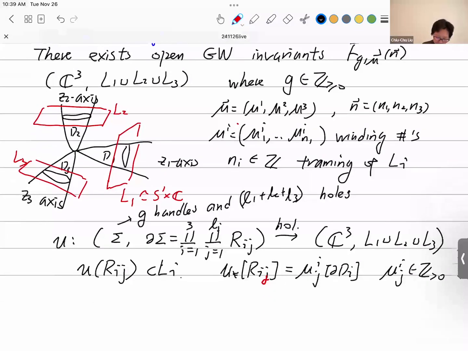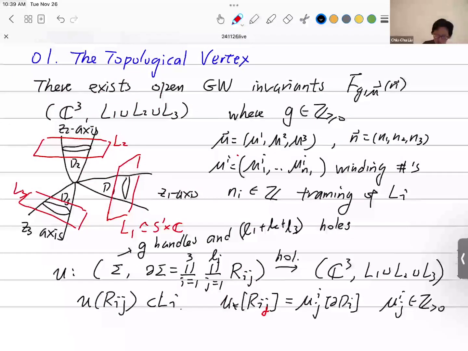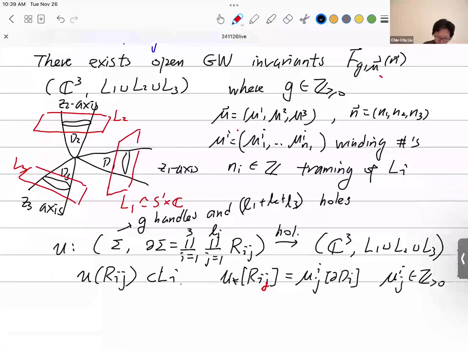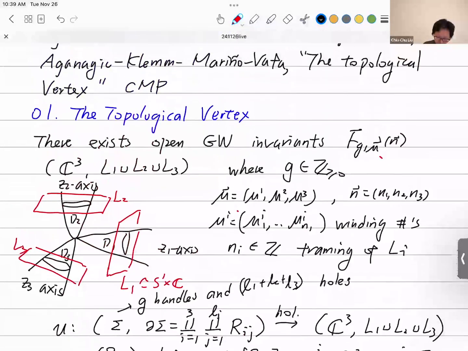Li. So now this F_{G,μ,n} is the generating function of Gromov-Witten invariants. We need to fix this framing to get well-defined numbers. And if we fix G and fix 3 partitions, we should get a number, right? Which is the virtual count of a holomorphic map with this Lagrangian boundary condition, with this genus and these winding numbers.